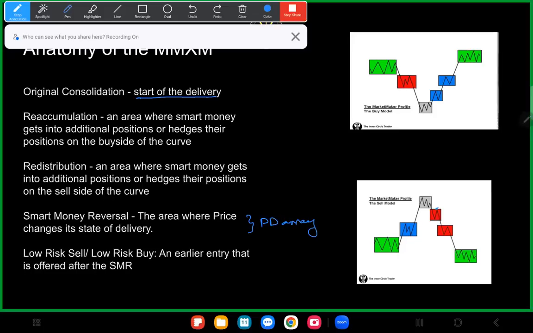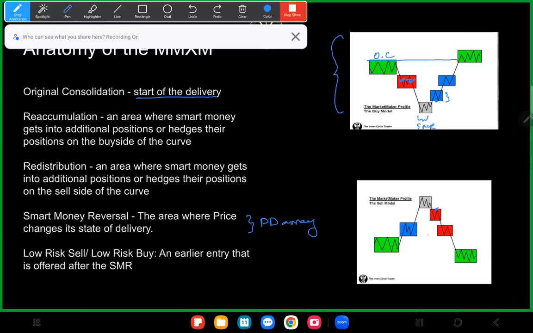All right, so right here you would have that low risk sell, and then right here you would have that low risk buy. So within this example, this is that market maker buy model. So price starts its delivery here at that original consolidation. Price comes here, and then here's that redistribution level right here in red, and then price comes lower, and then here is that smart money reversal. And then this right here is that reaccumulation, and then once price takes this level out, this right here is your terminus.